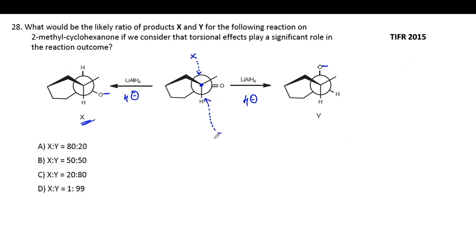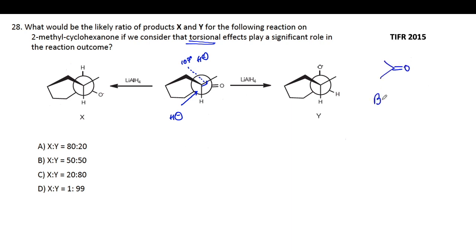Or rather, we should write Burgi-Dunitz trajectory is followed, 107 degrees from the top. This is followed, H minus, and the Burgi-Dunitz trajectory from over here, from the bottom, H minus over here. Torsional effects are those of the steric effects having an angle. So usually a carbonyl will be attacked at an angle of 107 degrees.